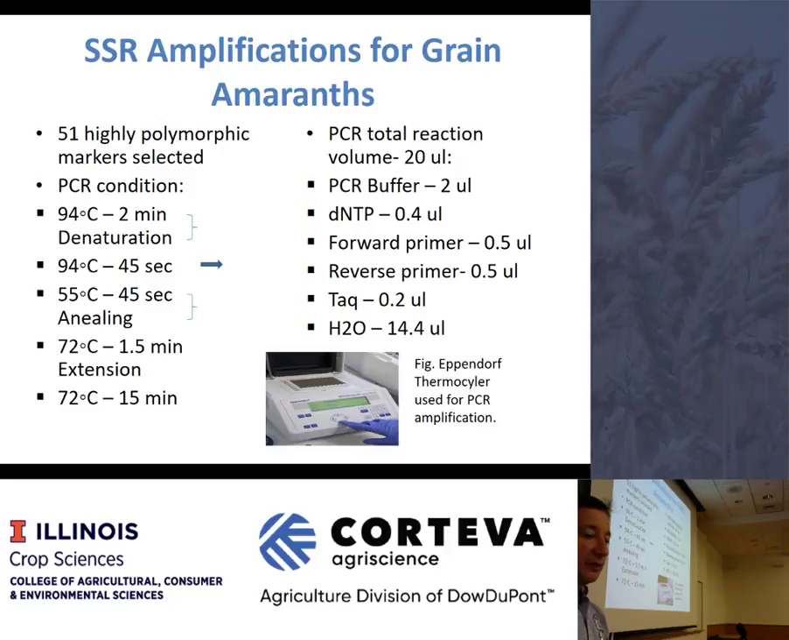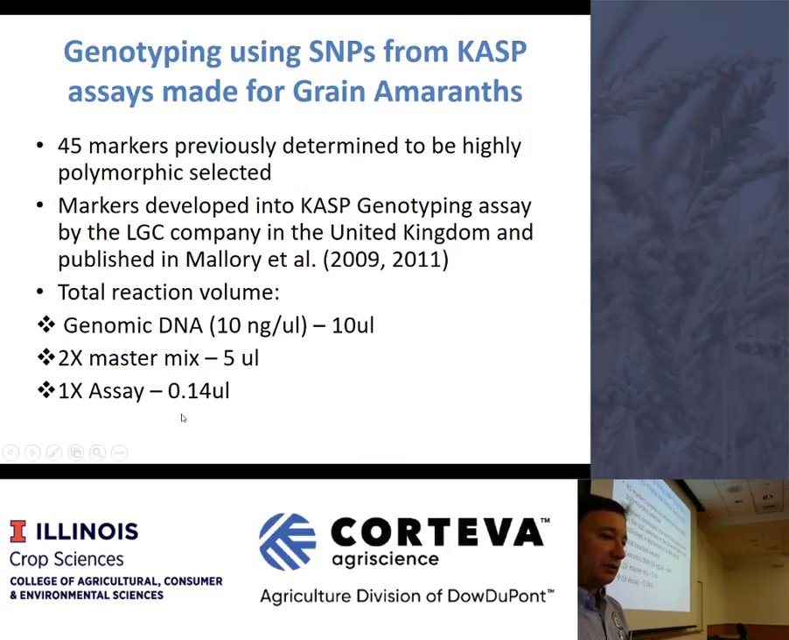The SSR amplifications are relatively easy. We've only tried 50 markers. What we find is that they tend to stutter a lot, and so they're difficult to read on gels. So we've gone to SNPs with CAPS markers, and we had a group of 45 at a time synthesized, and we've gone with what the company LGC recommends.